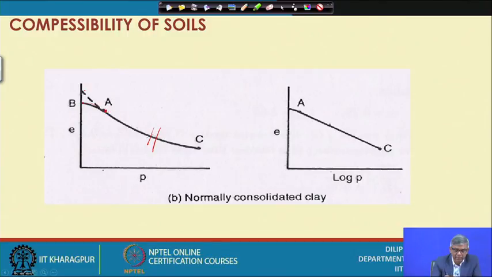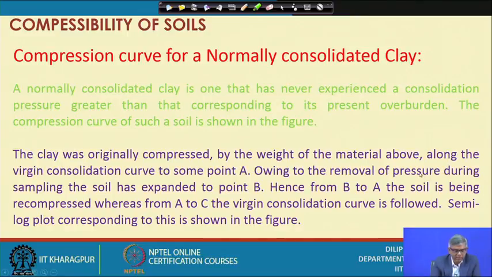Because of that, if you put this data, B, A and C, in a log scale, then up to A you will get a small curve, and then from A to C you will get a straight line, because we know that the behavior is logarithmic. So, this is once again explained here for a normally consolidated clay.